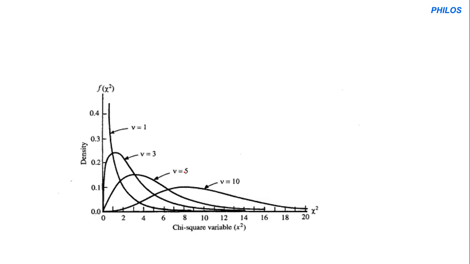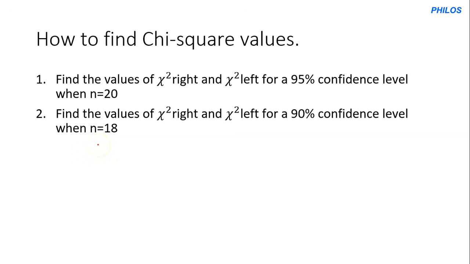Okay. Under confidence interval for mean, I taught you how to find the z-scores and the t-scores. So in this also, I'm going to show you how to find the chi-square values. So let's take this question and see how to do that. Question 1 says, find the values of chi-square right and chi-square left for a 95% confidence level when n is equal to 20.